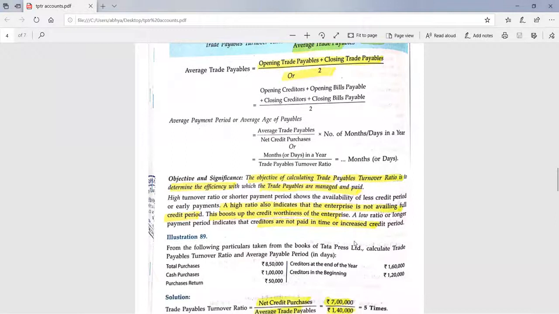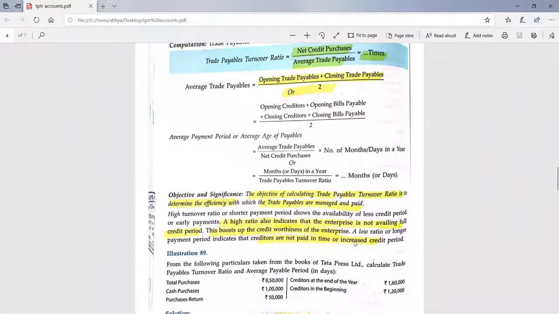Okay, students, so now do the question. I have displayed one question. You have to just put the values in the formula and write down. I am also reading the question. Total purchases, write down 8,50,000. Cash purchases 1 lakh. Purchase return 50,000. Creditors at the end of the year 1,60,000. Creditors in the beginning 1,20,000.